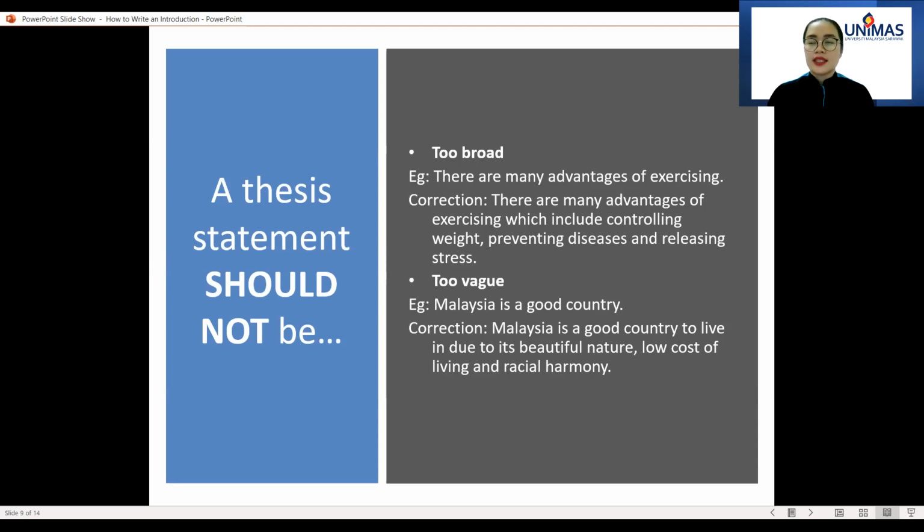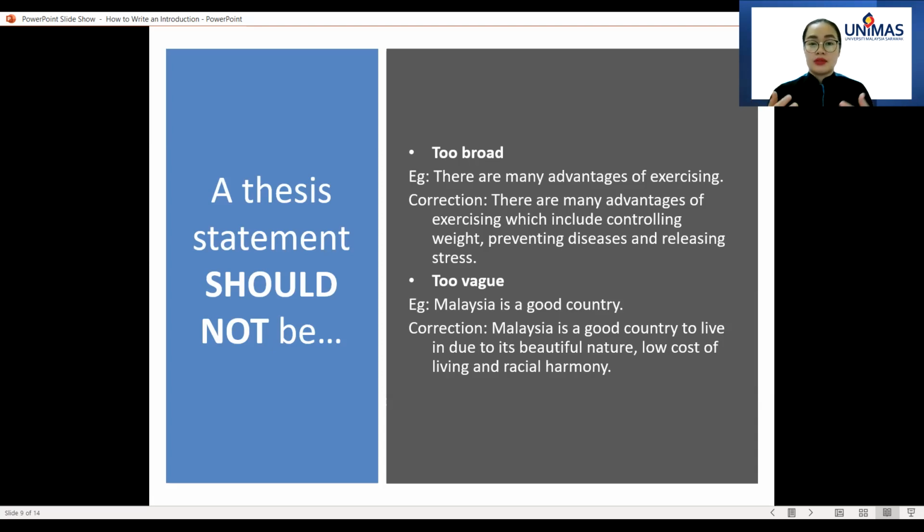Secondly, your thesis statement should not be vague. For example, Malaysia is a good country. Good for what? It's too vague. It's not clear at all. So the audience will not know what you're going to talk about. Instead, you should, again, be specific. Malaysia is a good country to live in.